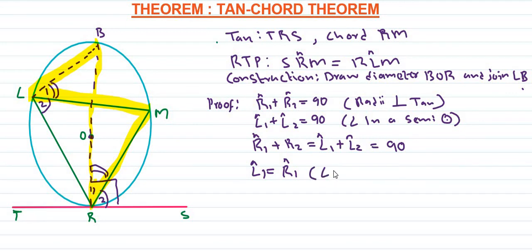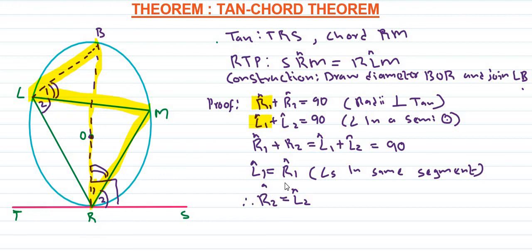Angles in the same segment are equal. So since L1 equals R1, it follows that R2 equals L2. Therefore angle R2 equals angle L2.